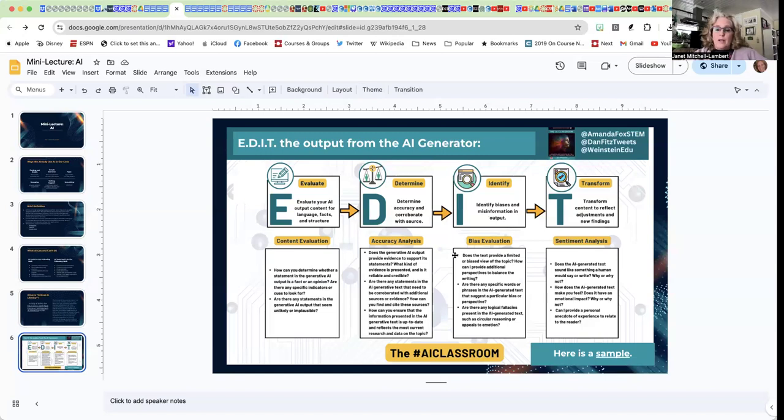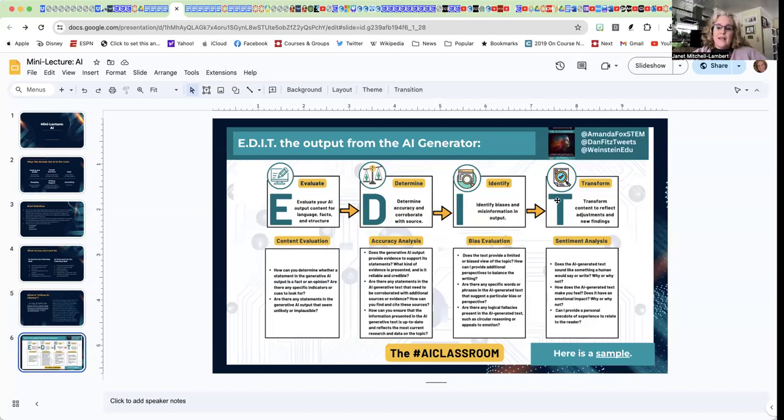Whose point of view is being shared? Are there any specific words or phrases in AI-generated text that suggest a particular bias or perspective? Are there any logical fallacies present? Meaning, are they saying something that's inaccurate and trying to persuade you to think that it's true? And some fallacies such as circular reasoning or appeals to emotion. We're trying to get you to feel emotional about it and thus say something is true.